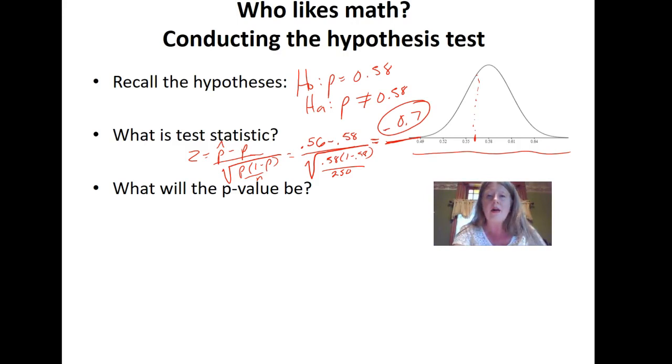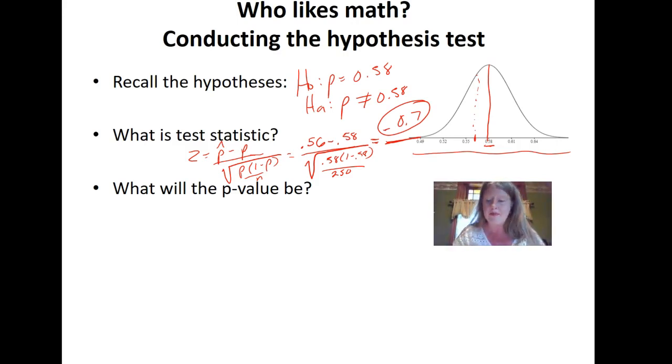The denominator I got was roughly about 0.03, and that's what allowed me to draw the sampling distribution. So I start at 0.58, which is the claimed population value, and then I go out 0.03, and I go down 0.03 in the other direction. So that's where I'm getting these numbers, in case you were curious about that.